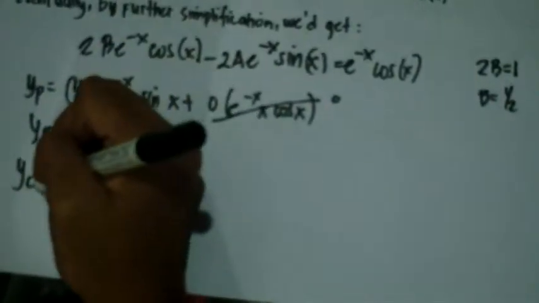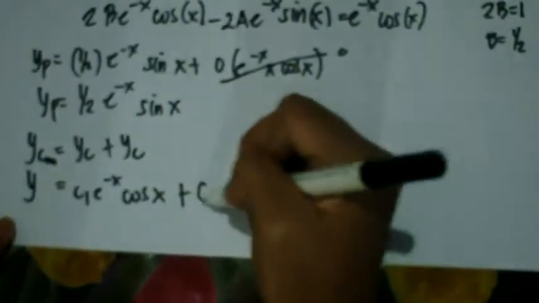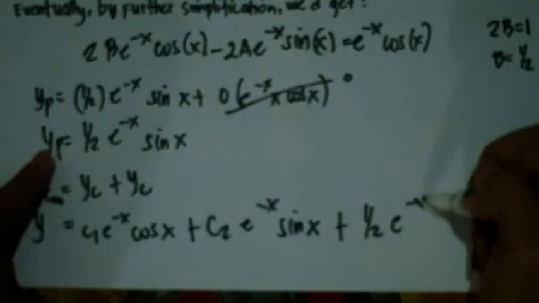and since our complete solution is just our complementary solution plus our particular solution, hence our final answer is c1 e to the negative x cosine x plus c2 e to the negative x sine x plus this yp, which is 1/2 x e to the negative x sine x. So this is our final answer. This is the complete solution of the problem.